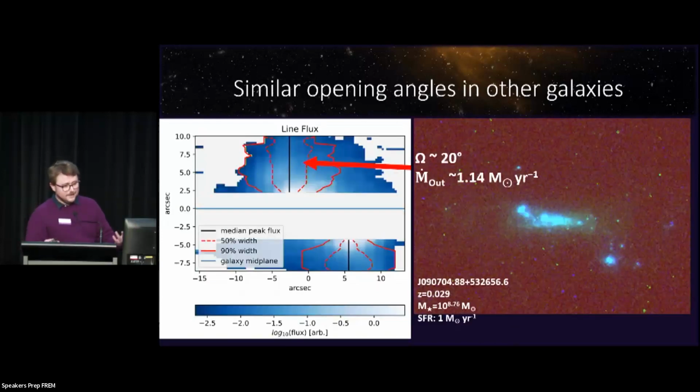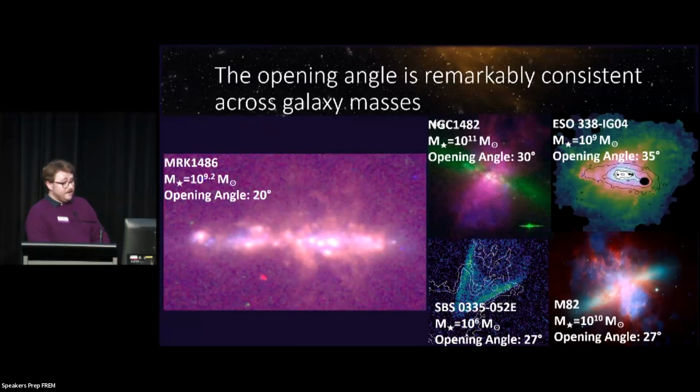And here's another galaxy on the lower mass end this time. There's an object in the frame on the bottom side, so the bottom outflow we have to ignore, but in the top outflow at least, again, we're seeing opening angles and mass outflow rates that are really similar to what we see in McPherson 1486. And here's a handful of galaxies from throughout the literature for which I was able to find opening angle measurements, and this is across 4 or 5 orders of magnitude in terms of stellar mass, and we're seeing these really consistent values of opening angle of 20 to 30-ish degrees.